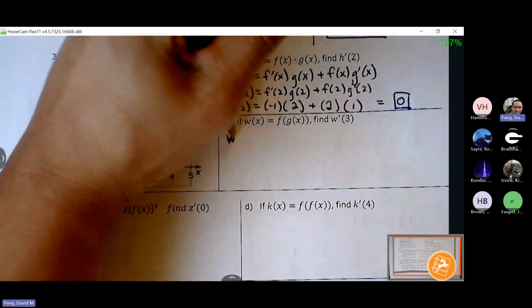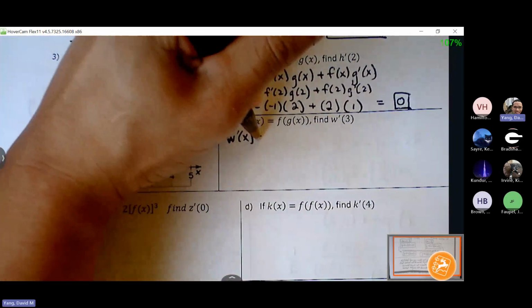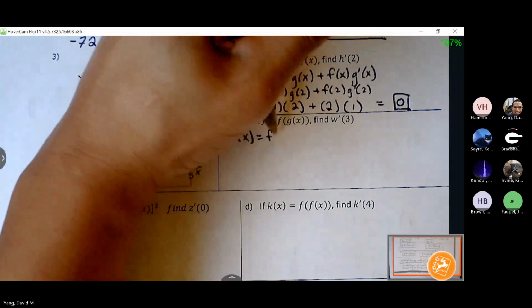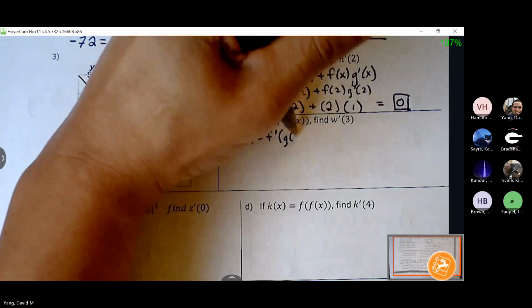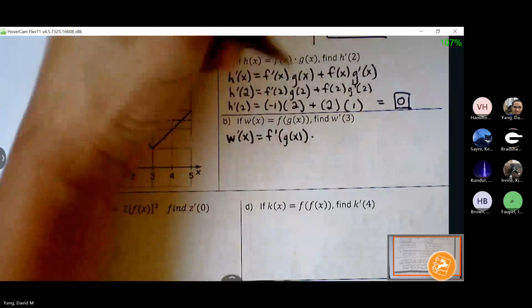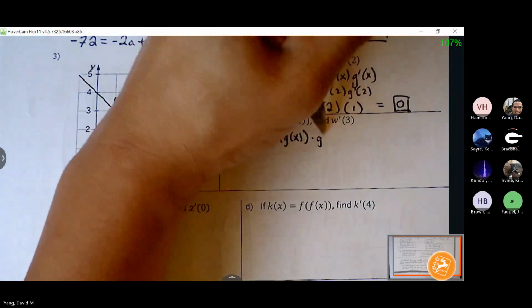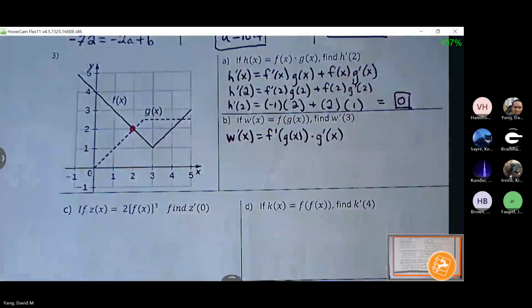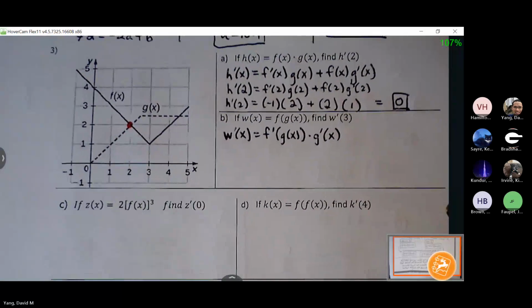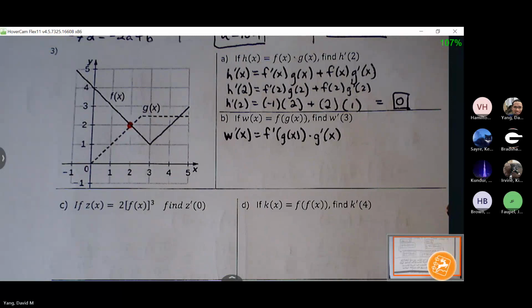Okay, so we'll do outside's derivative first, times inside's derivative. Okay. So now replace every x with 3.